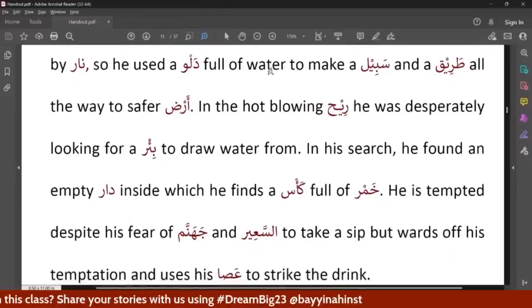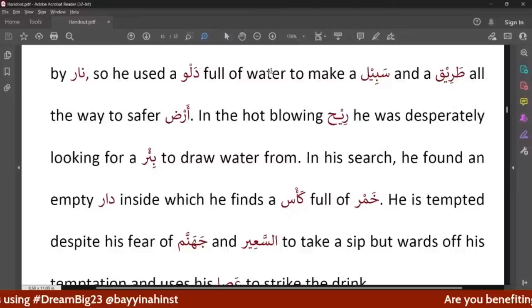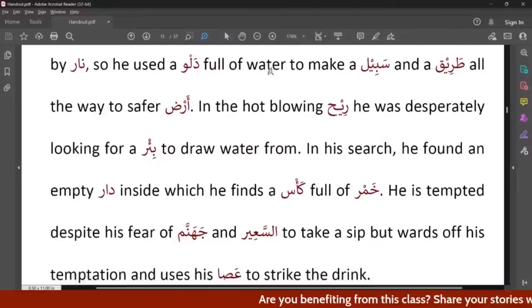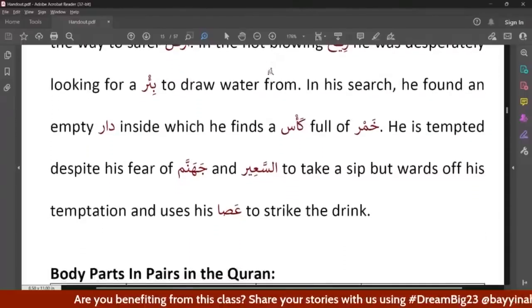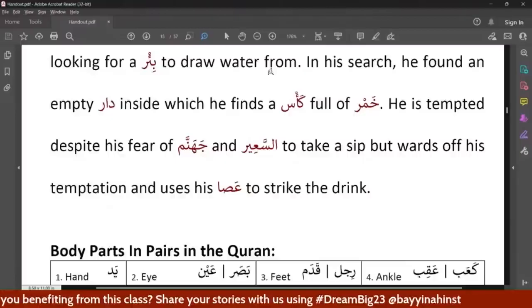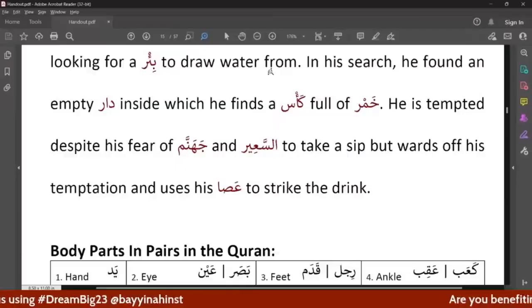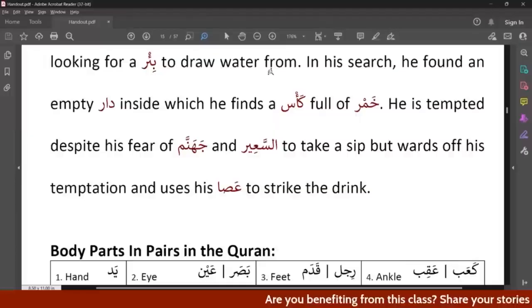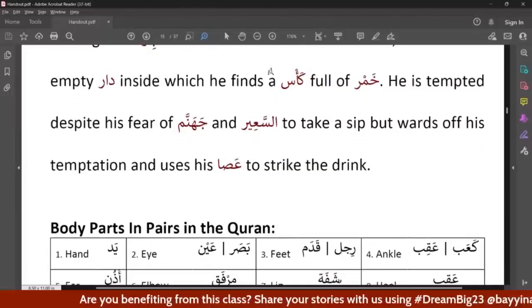Okay? Well, it's funny. It's the well and it's the fire. You know, it's the earth and the wind. Yeah. And then, of course, he's tempted despite his fear of what? Jahannam, Sa'ir, all the names of hell are feminine. No offense. I'm not talking about females. I'm talking about grammar. Okay, so don't take it personally. So Jahannam is feminine, the Sa'ir is feminine, etc.